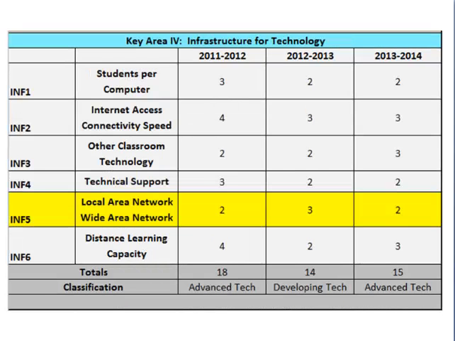For Key Area 4, Infrastructure for Technology, what we really focused on was the local area network, because although it did go up to a 3 2 years ago, last year it went back down to a 2, and that could have been because the additional rollout of the iPads got more students with iPads taking up more bandwidth. So we need to look at how we can make sure that we have enough bandwidth for everyone, especially since we're doing another rollout for another grade on 2 campuses next year.